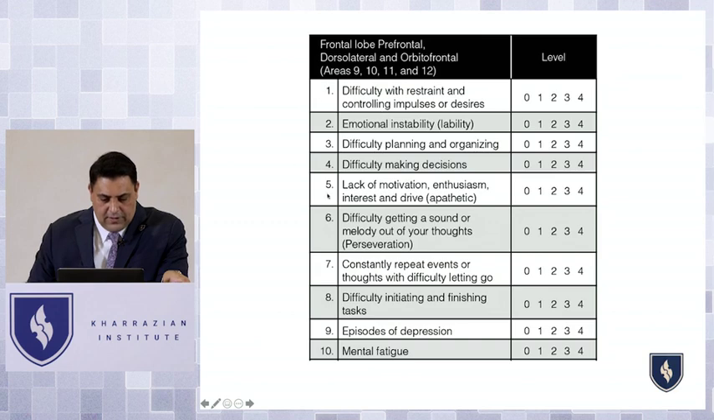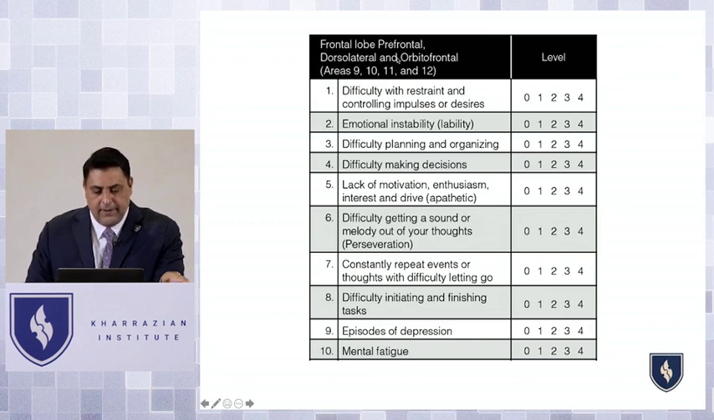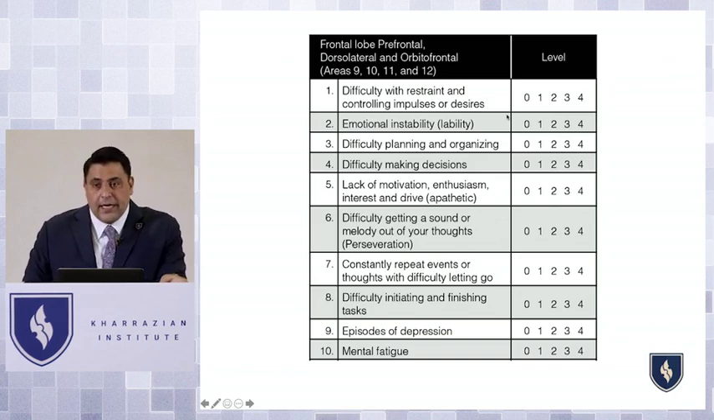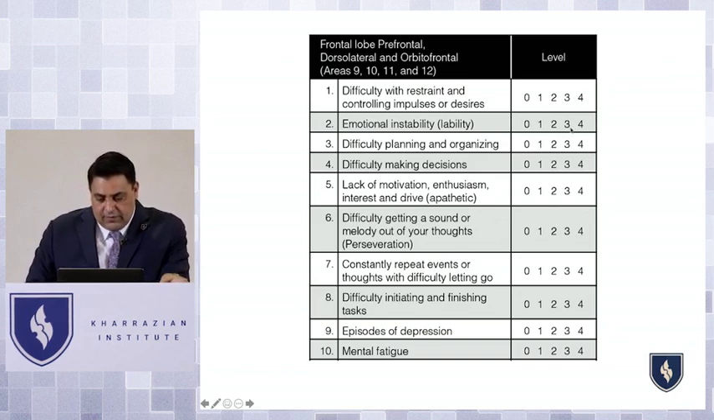So this section here is related to the frontal lobe, prefrontal area. Do they have any difficulty with restraint and controlling impulses or desires? Do they have difficulty with making decisions? Do they have difficulty with planning and organizing? These are all involved with the frontal lobe areas, which is involved with working memory. So if you start to see lots of 3s and 4s in this section, then you're really worried about the health of their frontal lobe.